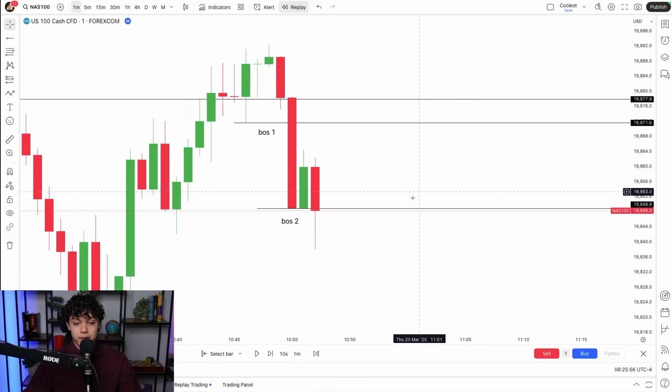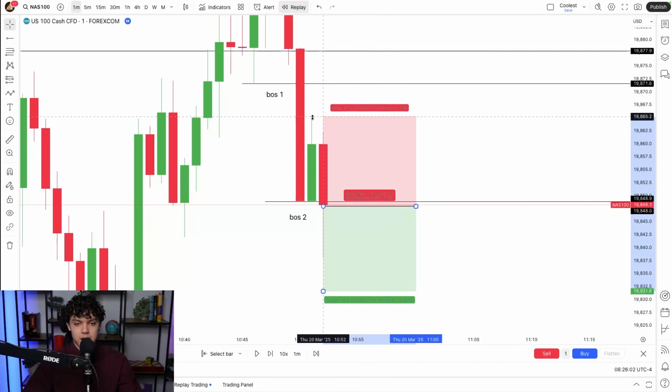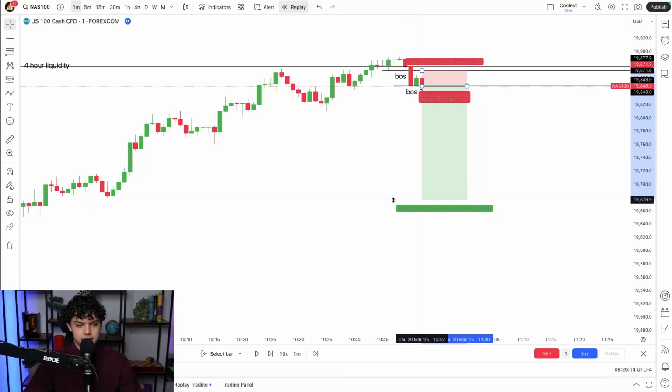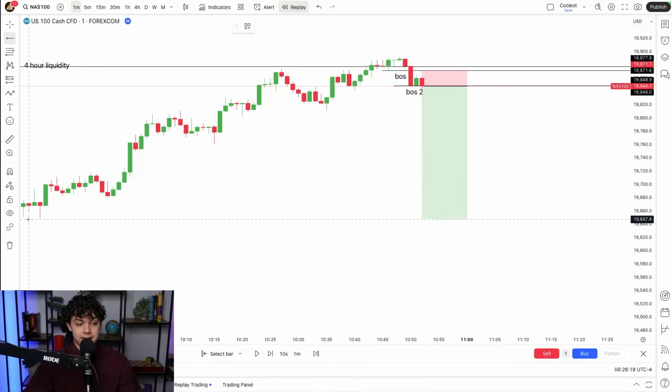So I could potentially enter right here. So enter, put my short position right there, put the stop loss a little bit above this retracement. So like around here, and I would target this low right here. Actually, these lows right here. That's a huge trade, guys. That's a huge trade.